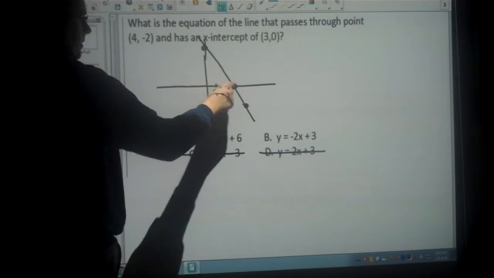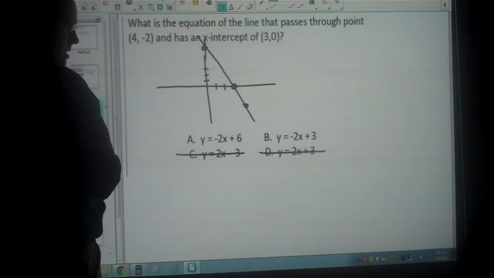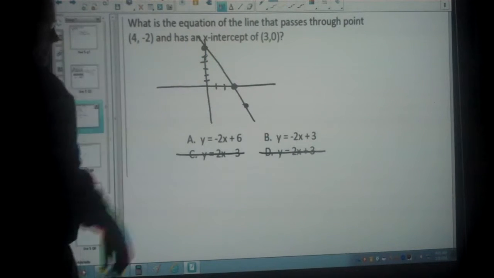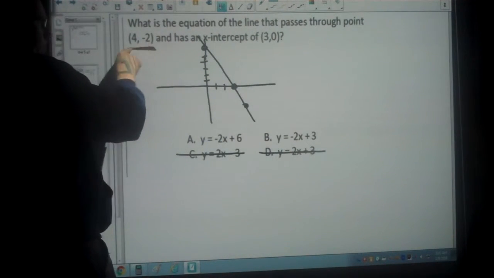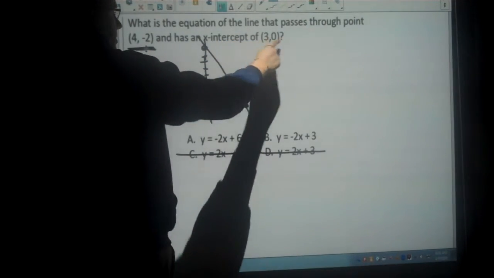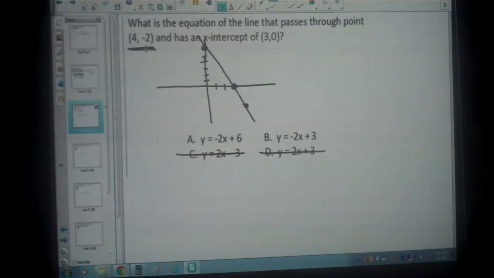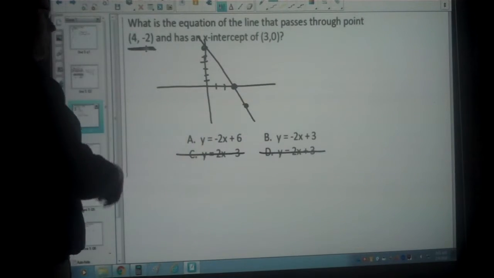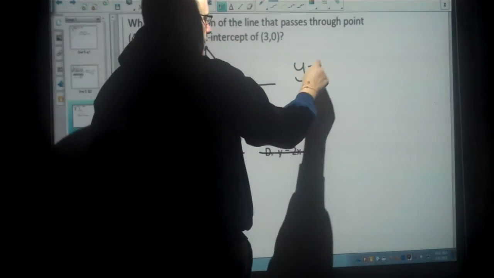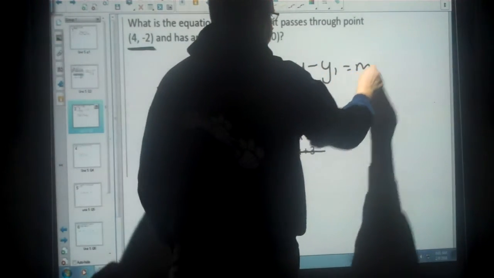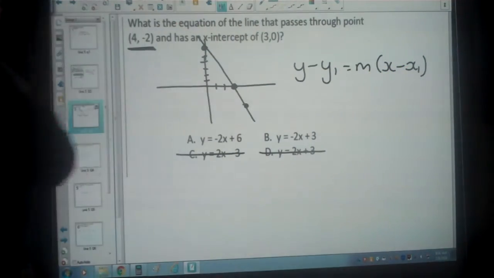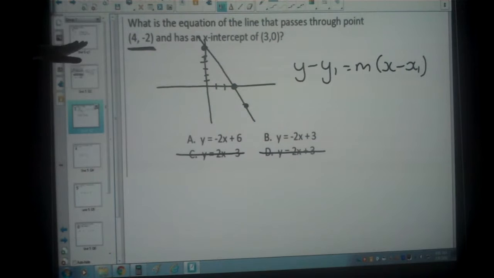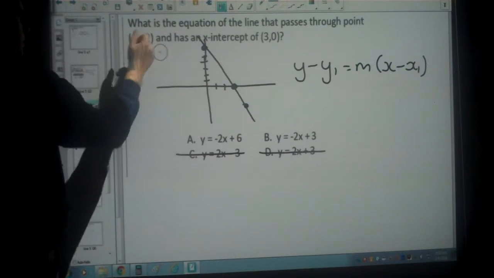I can almost tell from my very poor scale here that it's not 3, and it looks like it's probably 6, but I'm going to be a little more accurate. So I have a point. Actually I have a choice of 2 points for this question, and I also have a slope, the slope being negative 2. So I can use my point slope formula. Now it's probably actually easier to use the 3, 0 point, but I'm going to use this point to check because it has a negative number on, just to remind us what we're supposed to do when that happens.